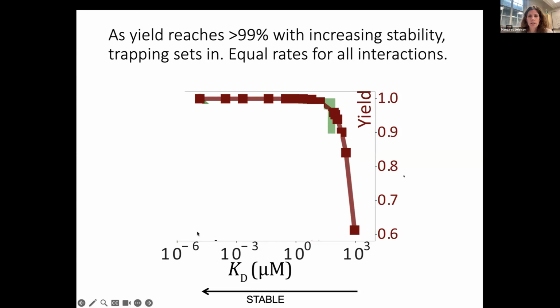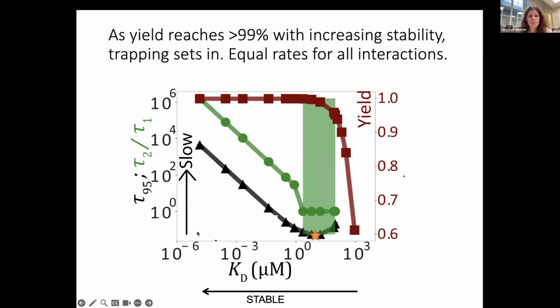All of these subunits are in the trimer. But if you look at the time scales, as you reach right around 99% yield, the system gets faster and faster at assembling. And then what happens at time 95, this is the star here, this is the fastest possible assembly. As you overstabilize the system, your yield stops changing, but your time scales dramatically slow down. And this is kinetic trapping.